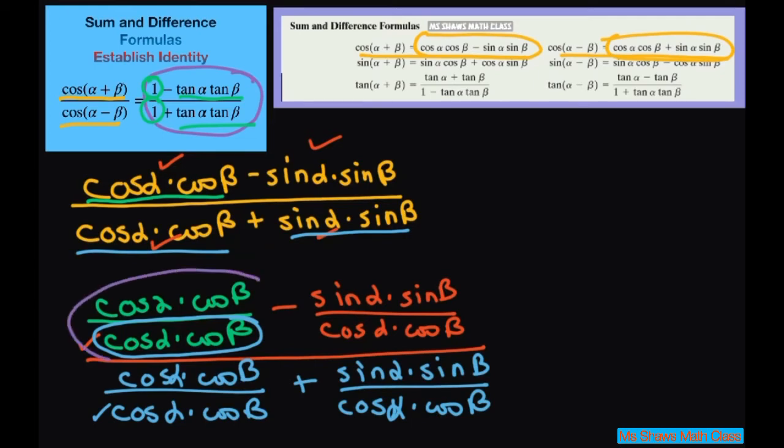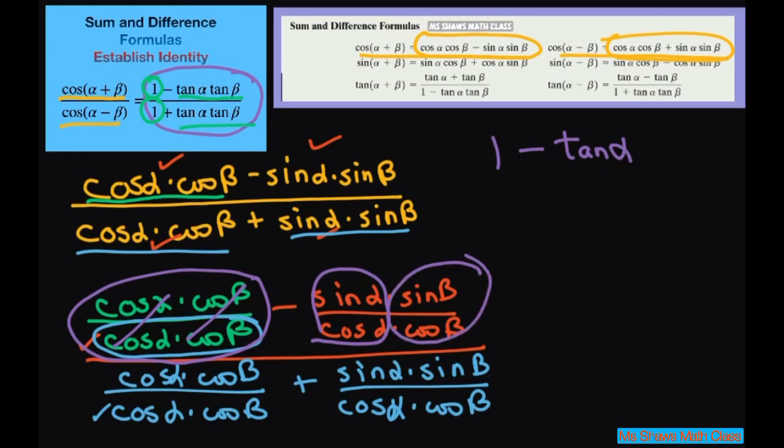This equals 1. Match up your angles. That's 1 times 1 gives you 1. Minus. Match up your alphas. That's going to be tan of alpha. Sine divided by cosine is tan. And it has to be the same angle. Same thing for this one, but with beta.